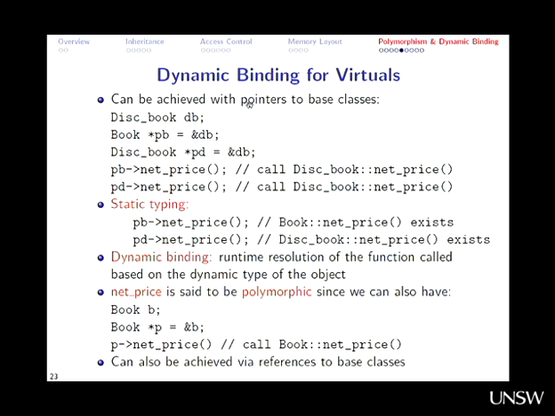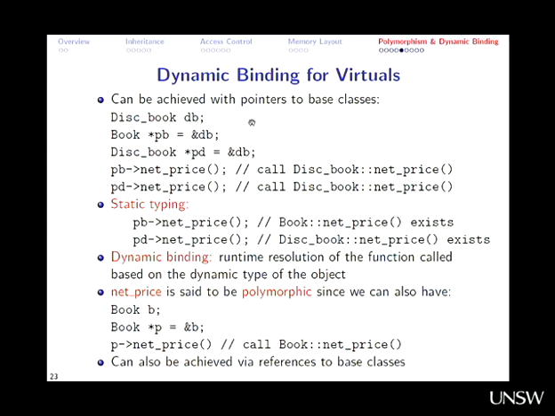Dynamic binding is more complex. If we have a discounted book, and a pointer to a book, and also a pointer to a discounted book, and we call net price through both, both of these calls will be made to the net price function defined in the discounted book.